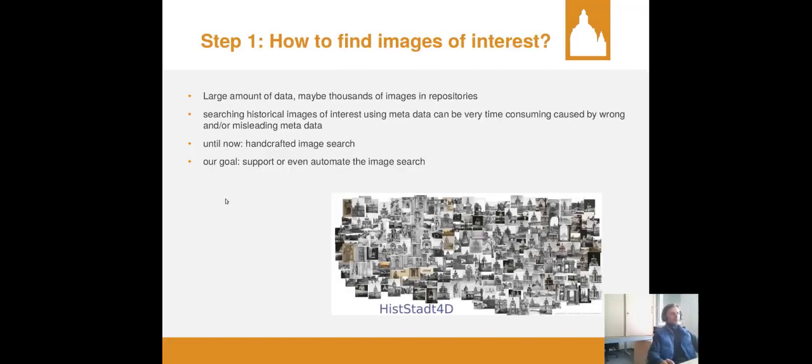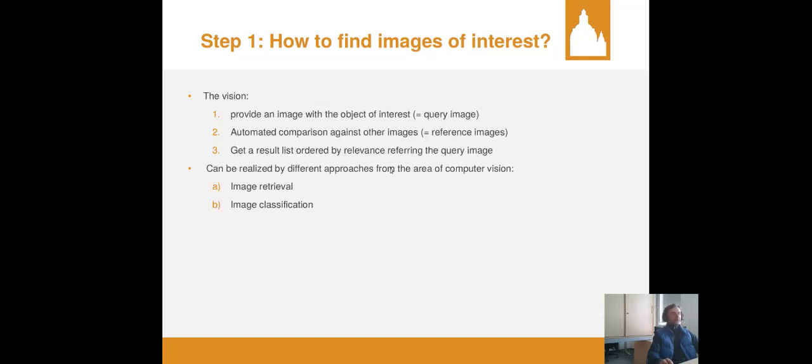Okay, then let's start with step 1, how to find photos or, more generally, images of interest. If we are crawling through large repositories, we have to deal with a large amount of data, namely thousands of images or even millions. And crawling such a repository only based on metadata is typically very time-consuming, caused by misleading or even wrong metadata. Therefore, this crawling process is mainly handcrafted until now, and our goal here is to support at least or even automate this image search.